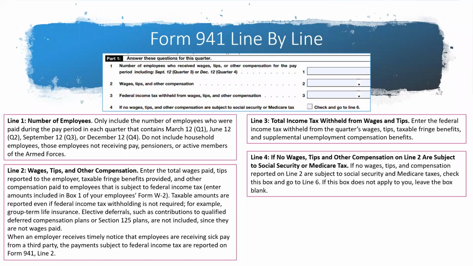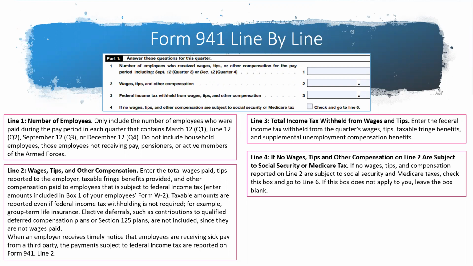Things that are not subject to federal income tax could be a retirement contribution. I know Rebecca talked to you guys about that last week, or maybe it was the week before. It's all running together in my mind. But if you have a traditional reduction of your wages, a deferral to a retirement plan, then those would not be included in box 1 of your W-2. They would also not be included in box 2 or line 2 of the Form 941.